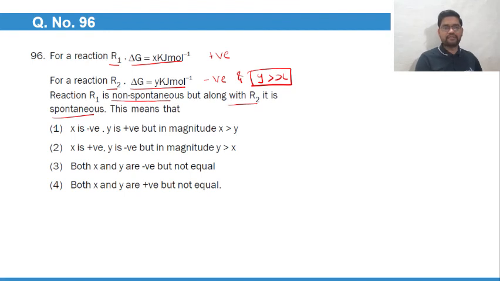So delta G for reaction 1, X is positive. X is negative, wrong. X is positive, this can be the answer. Both X and Y are negative, no. Both X and Y are positive, no. So the only best option is option number 2. That will be the right answer. Sorry, for question number 96, we'll go with option number 2.